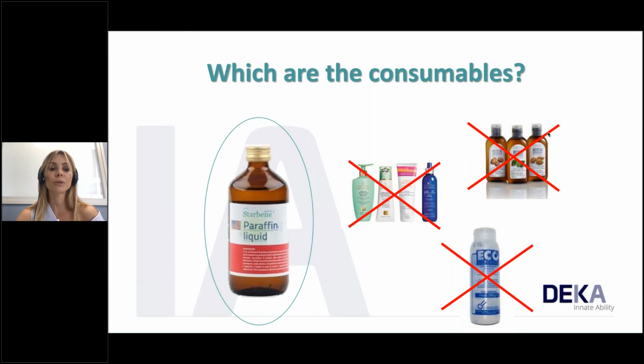It's important to use only paraffin oil because it's the only consumable for the machine, so no gels, no creams, because they can contain water and the water absorbs the microwaves. So we can have an energy scatter on the water component.